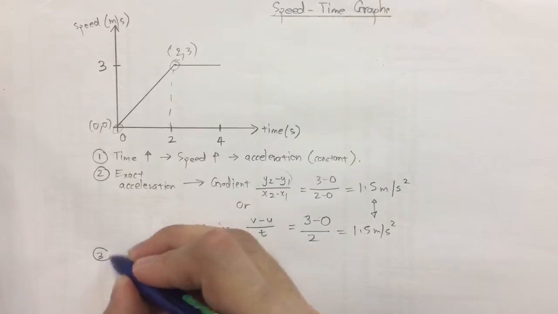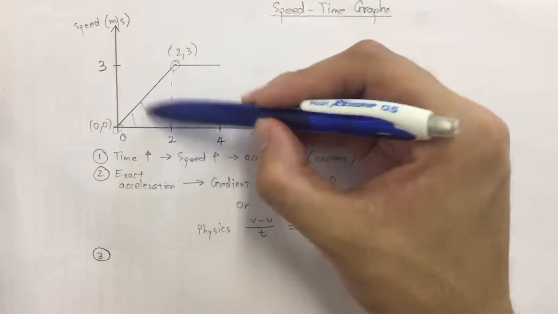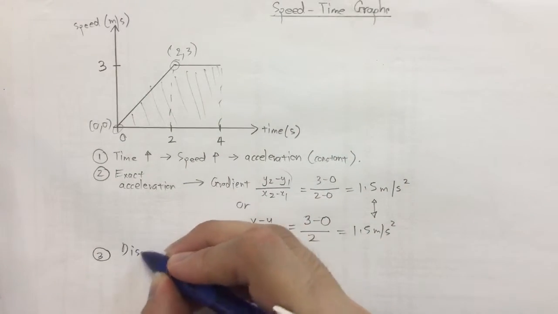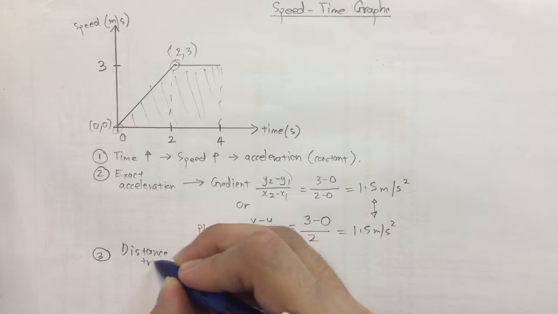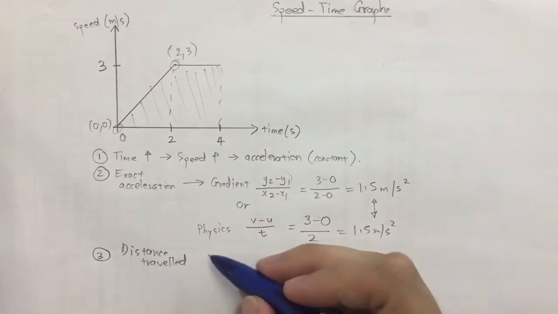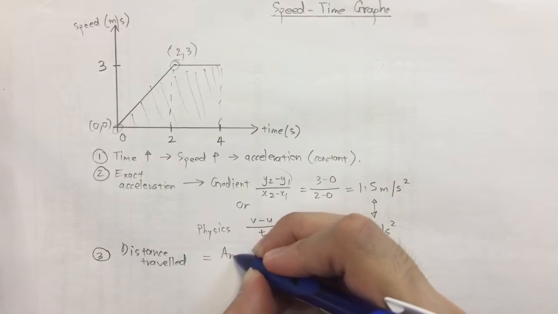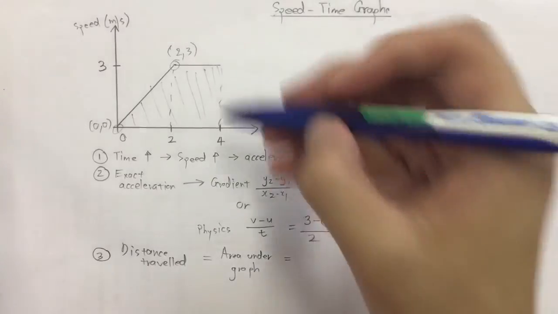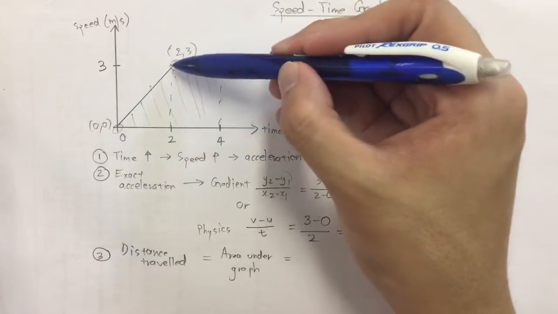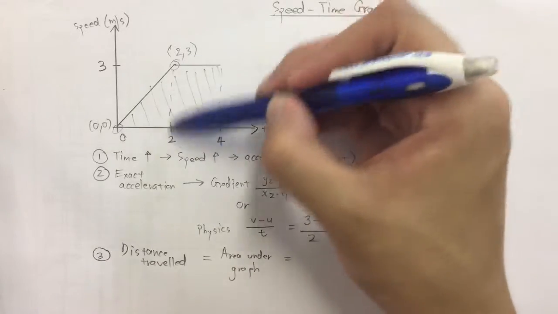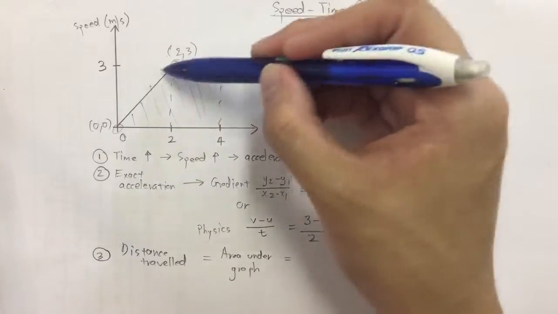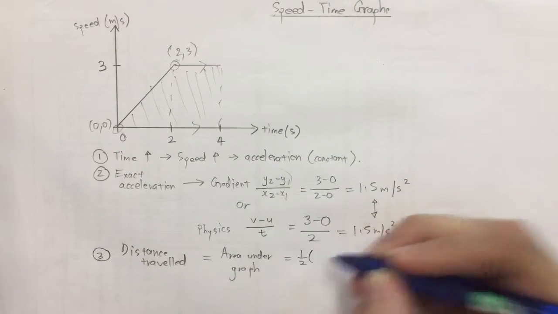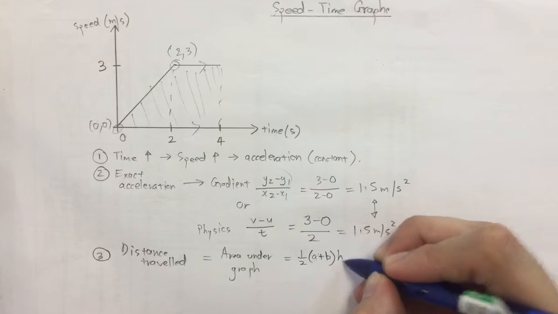Now, last one. You can actually find one extra thing from this graph, and that is the distance traveled. Okay, and how do you do that? It's actually the area under the graph. So this can be done in two ways. You can split it up into a triangle and a rectangle, or you could just simply recognize that this is a trapezium. So a trapezium area is found by this formula.